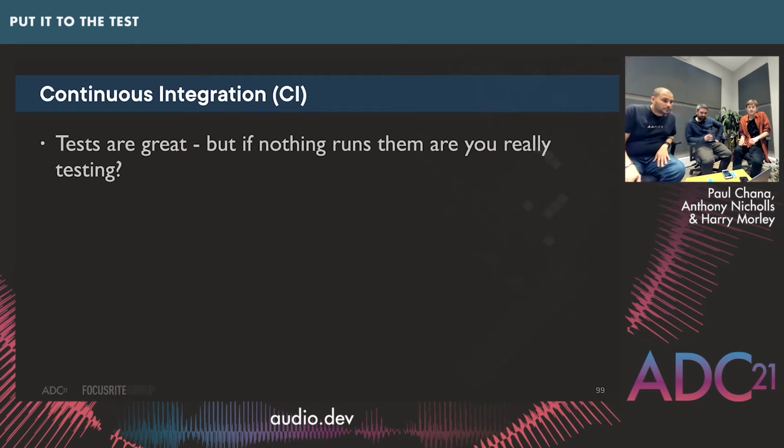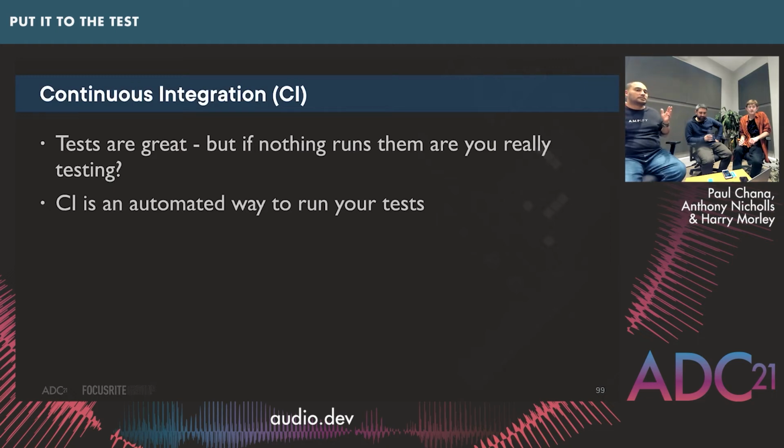So CI is an automated way of running your tests. It can do other things. CI is continuous integration. The modern form of CI is usually something in the cloud. Generally it will be some sort of virtual machine-based system. It will start up, clone your code, build your application, run your tests, and then finish up. It will report that information to you.